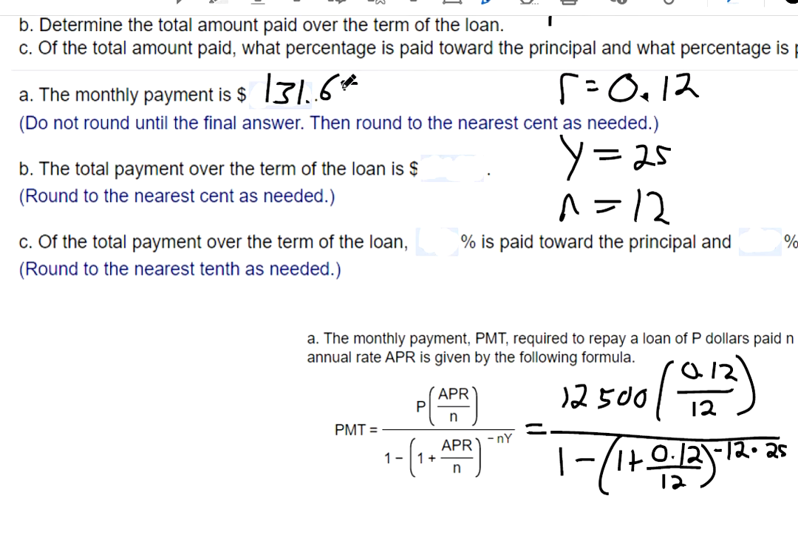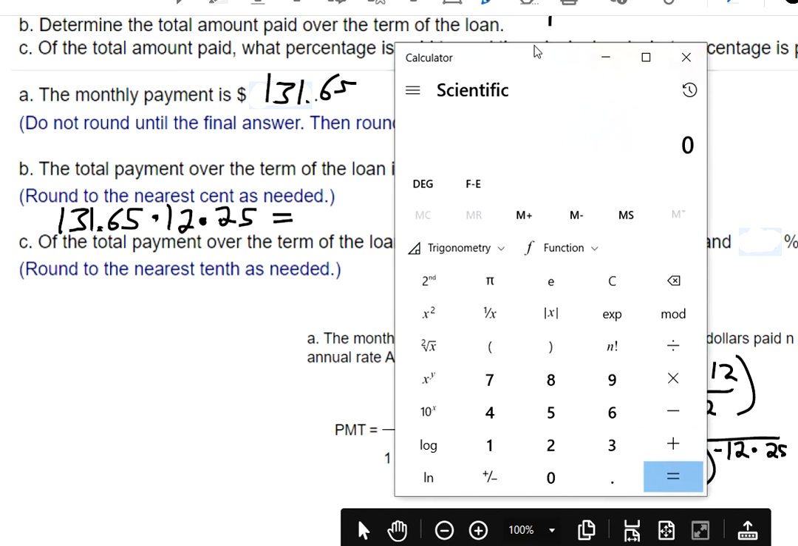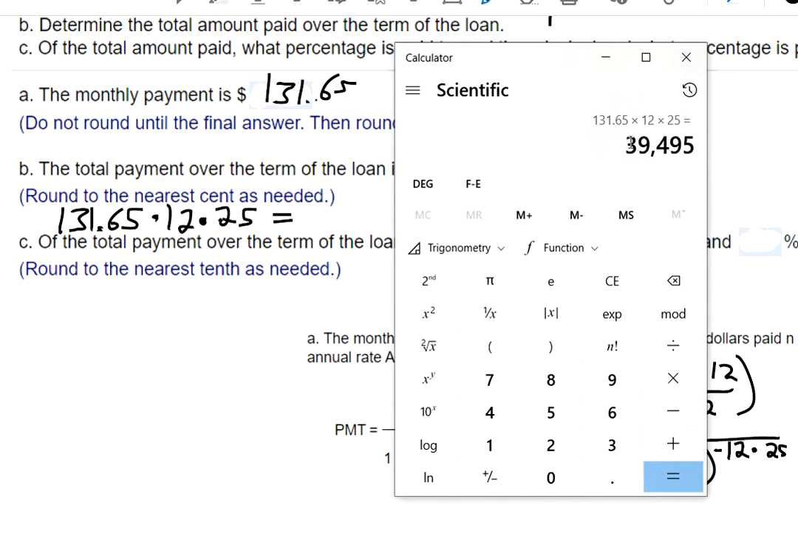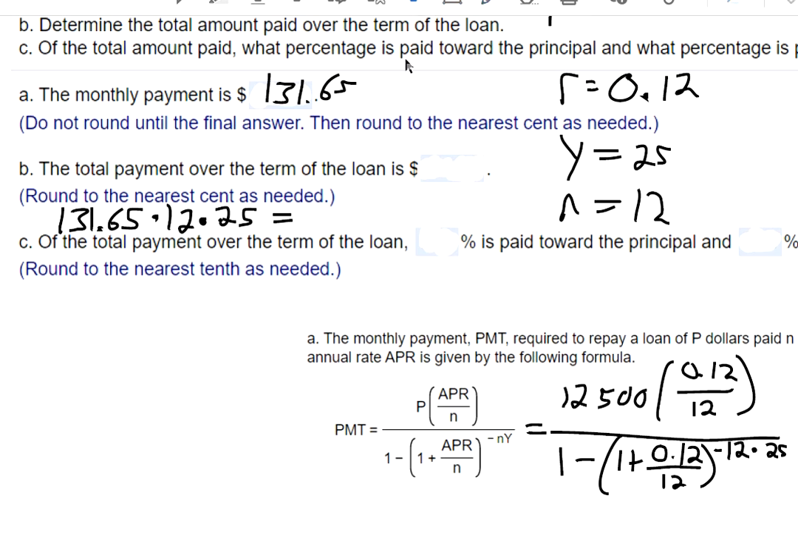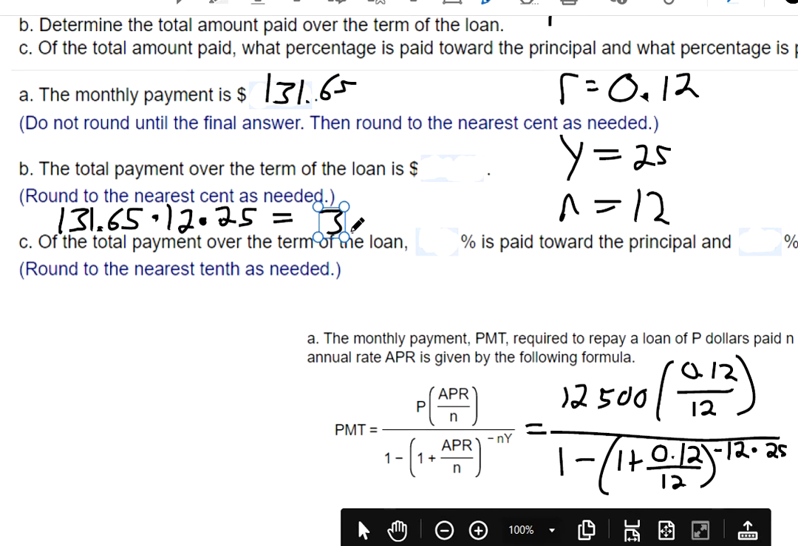We need that for the next part because part B says the total payment over the entire term of the loan. Look, it's $131.65 for 12 months of the year for 25 years. So if we multiply these three together, it's $39,495 that we're paying out in total. 39,495.